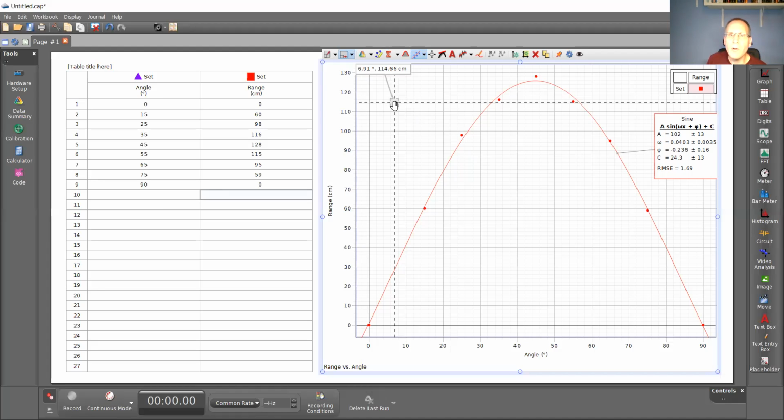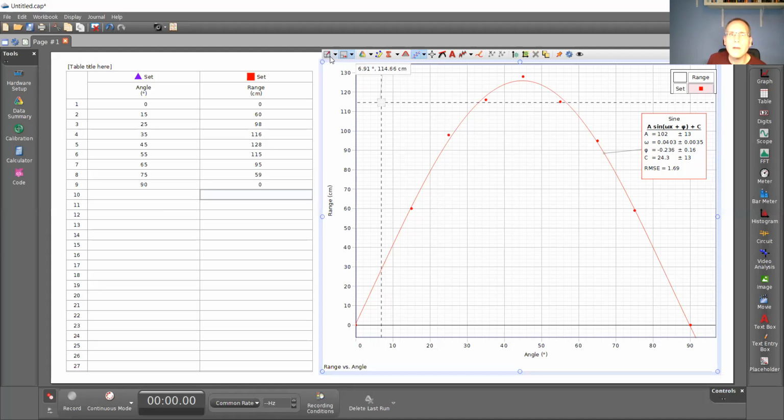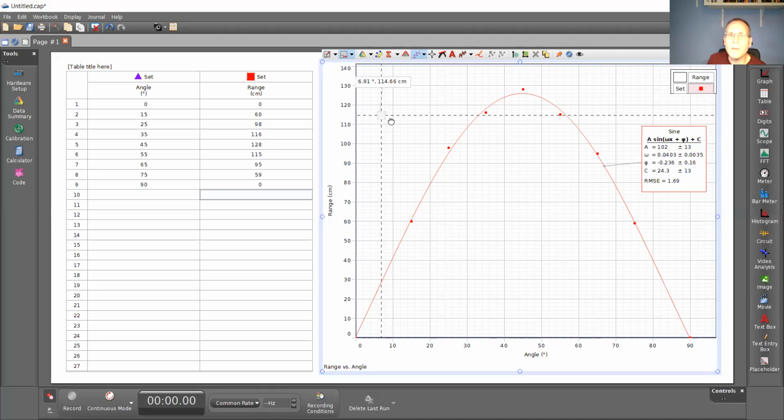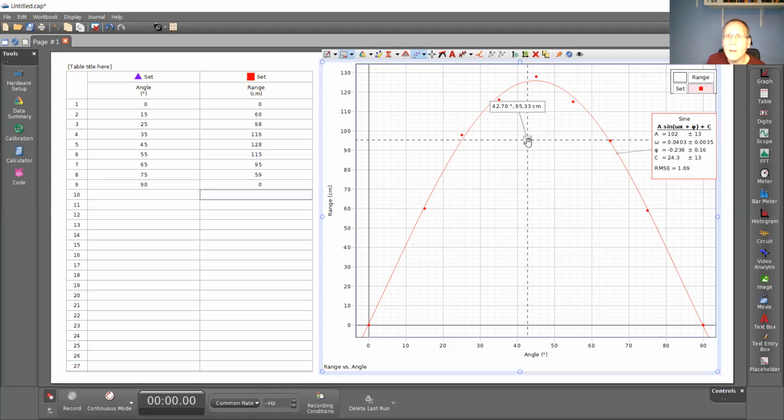Now we should be able to move this. So let me click on it again. Oh, it's being fussy. There we go. Actually, I'm going to zoom in again. And now I'm going to move this to the peak of my graph, which is right around there, I'd say.